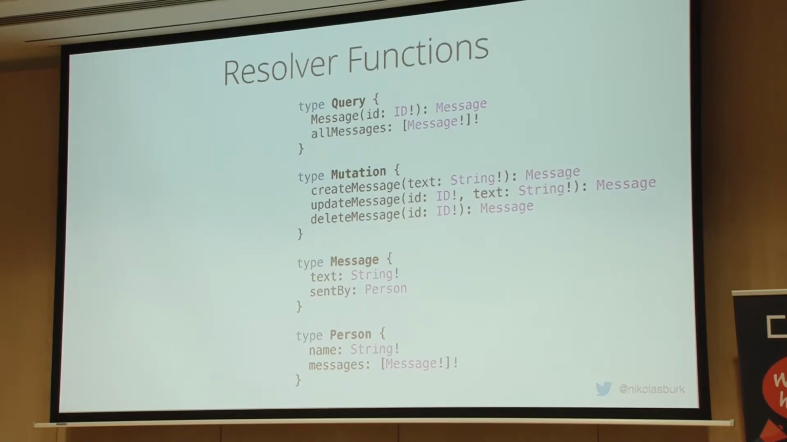So if we take the example from before with our not quite complete API, we would have the following resolver functions. We would have a resolver function that is called message that would return a message. allMessages would return an array of messages. Down here, the name resolver for the person type would return a string. So that's what I meant by the return type of the resolver function is identical to the type of the corresponding field.